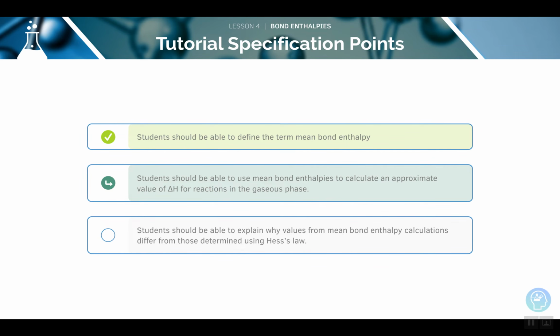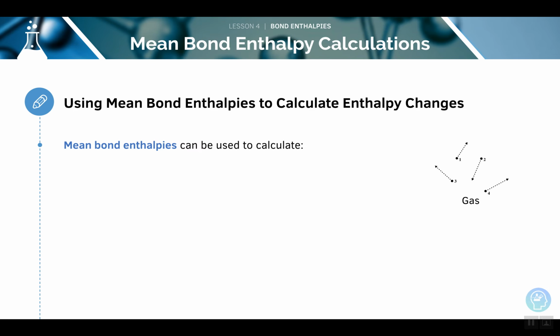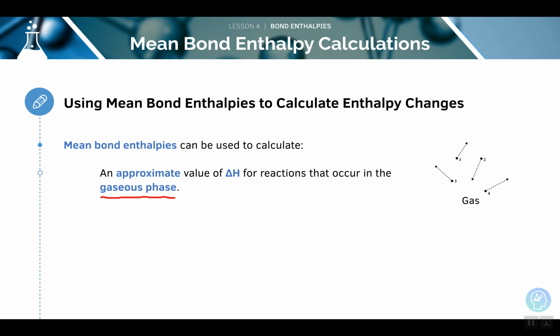Now let's move on to our next learning objective, covering the calculations of mean bond enthalpies. You should be able to use mean bond enthalpies to calculate an approximate value for delta H of reactions that occur in the gaseous phase.